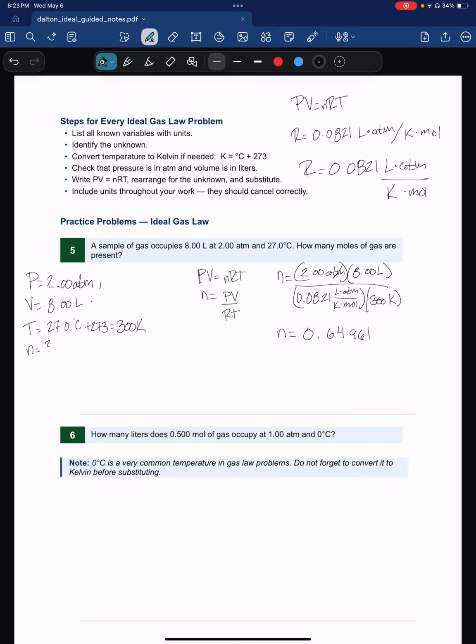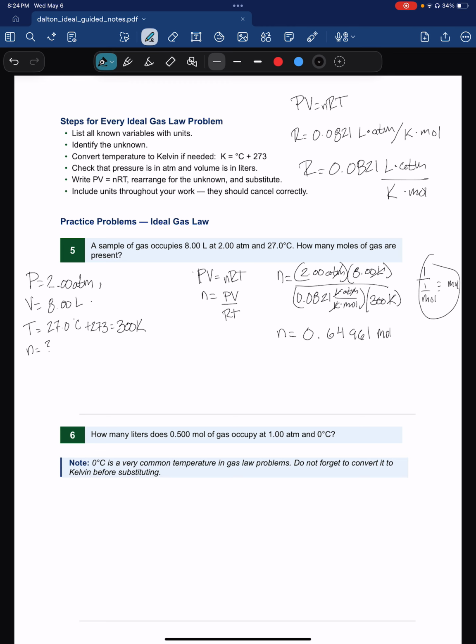Atmospheres cancels with atmospheres. Liters cancels with liters. Kelvin cancels with Kelvin. And we're left with 1 over moles, which is the same thing as moles. And so my answer is in moles. Great. If this algebra here confuses you, you should set up a time to come meet with me.